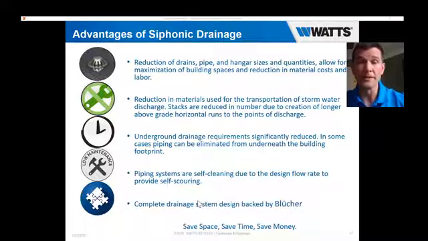The other key part is that the piping, with the Siphonic system, has a self-cleaning property. With the higher flow rates, it rips through that pipe and self-scours the entire pipe itself.